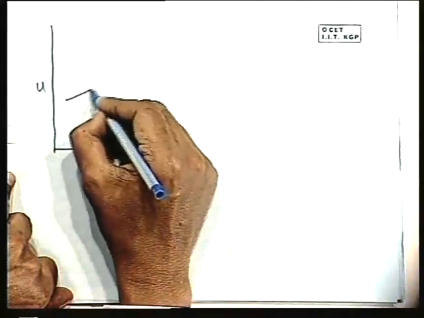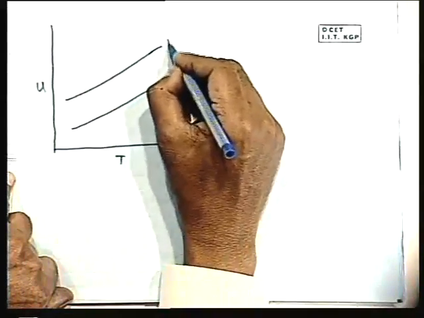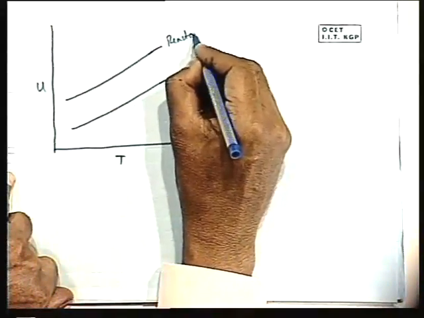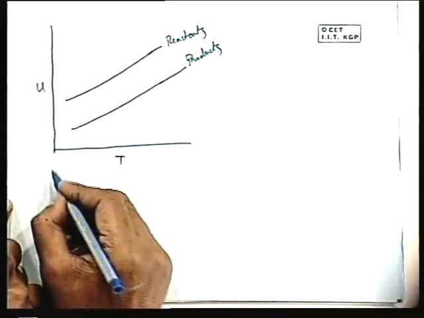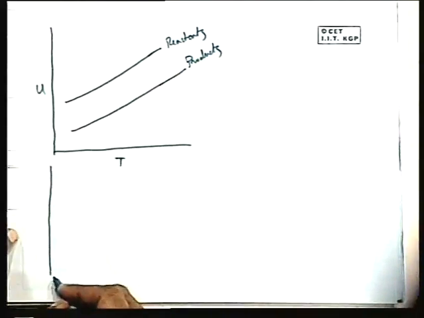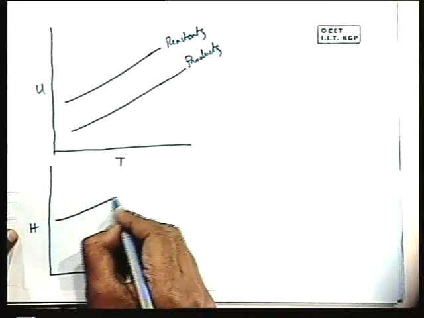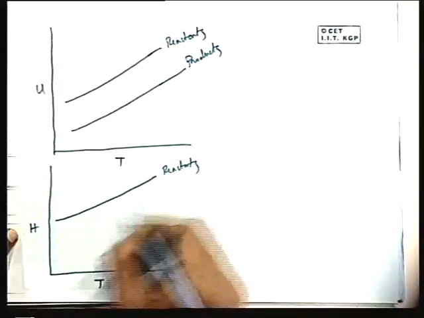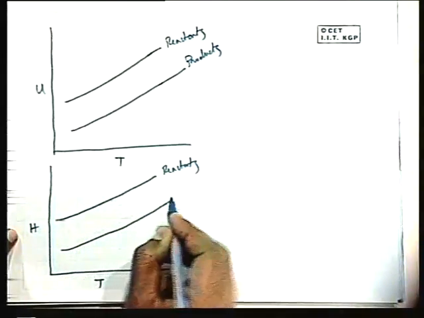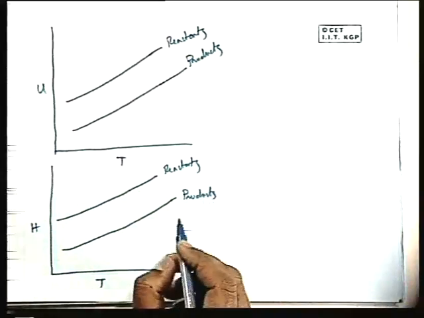Again draw these figures, U versus T. Again draw these figures, that is the reactants, and that is the products, and again T. If you have got any question you can ask me. Reactants and products. Now it may not be adiabatic process.